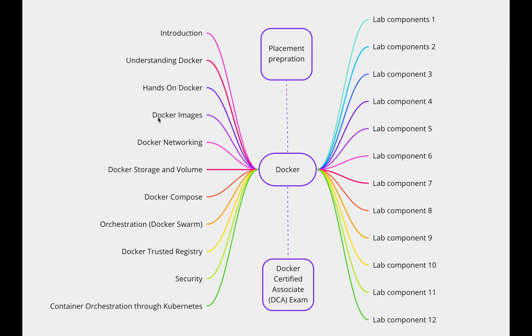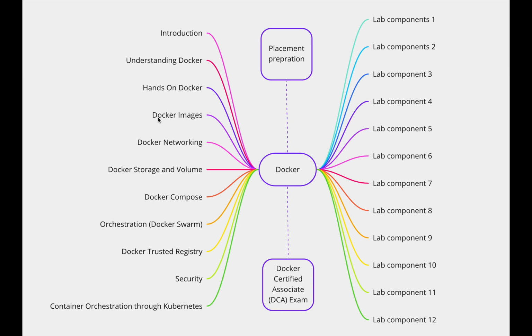And then we'll go ahead with Docker Trusted Registry. We'll see a few practicals on that, what Docker Trusted Registry actually is, and how it can help us with security. We'll also see a big picture of container orchestration through Kubernetes. And we'll also try to do a differentiation between Docker Swarm and Kubernetes.